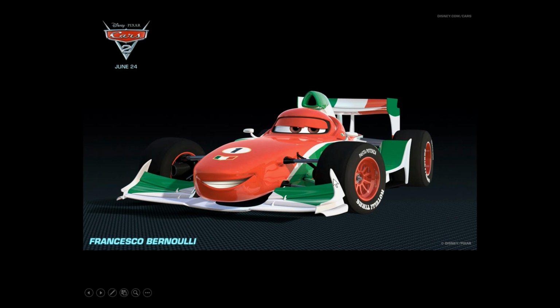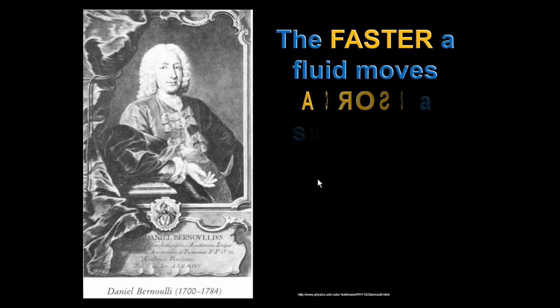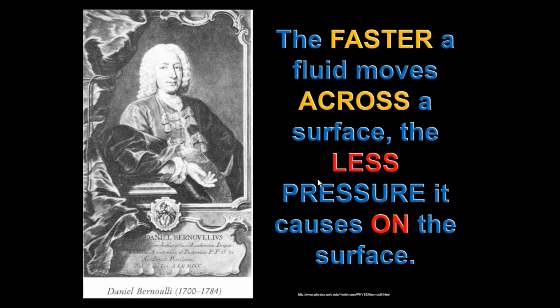And you may be familiar with Francesco Bernoulli from Cars. Well, he didn't come up with this principle, but his older brother, Daniel Bernoulli, came up with this idea. And it's called Bernoulli's Principle. And it says the faster a fluid moves across a surface, the less pressure it causes on the surface. We have to connect with that. The faster a fluid moves across the surface, the less pressure it causes on the surface.